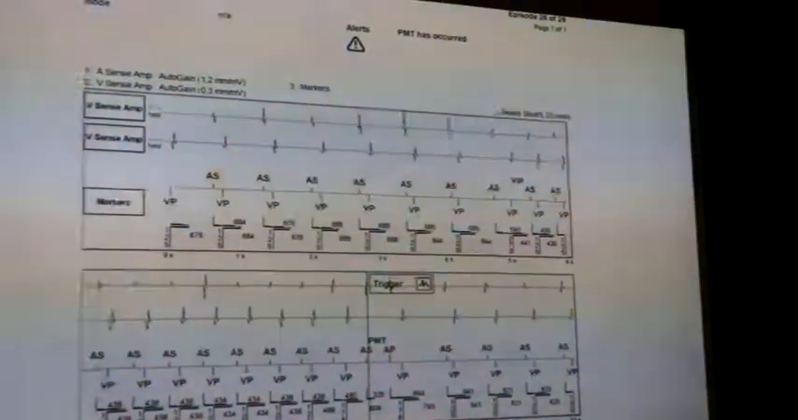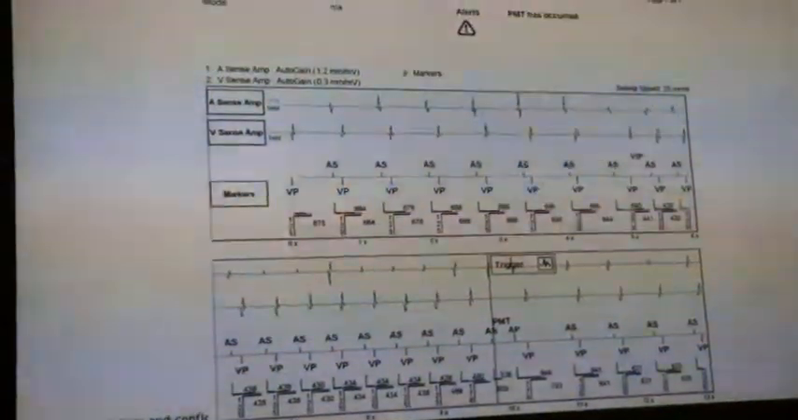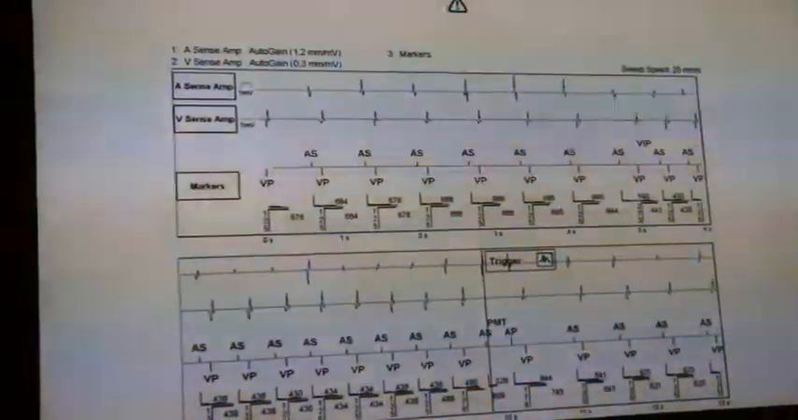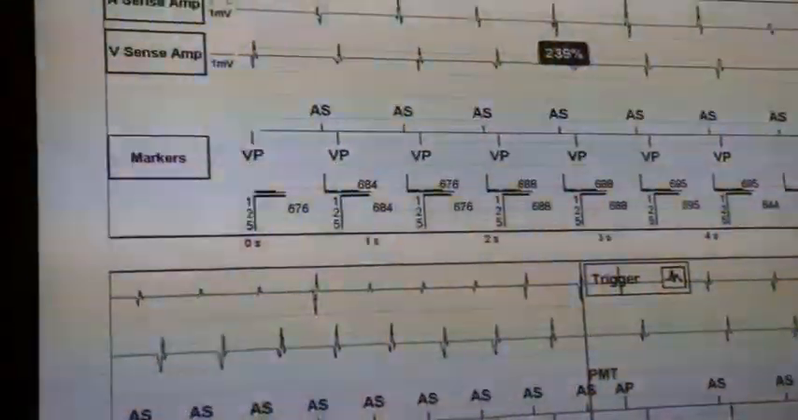I think this might be my nearly. No, I've got one more after this. So this is another PMT. Let's have a look, see if we can work out why this happened.